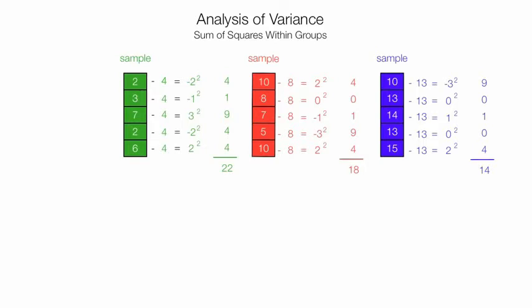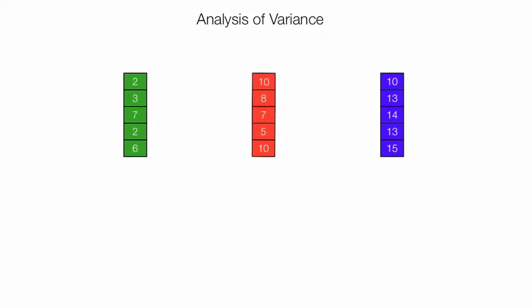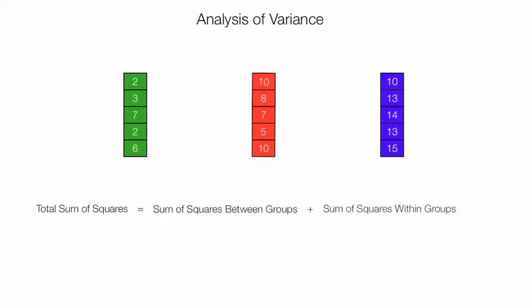The sum of squares within groups is equal to the sum of squares of each of the individual groups. So I take 22 plus 18 plus 14, and this is equal to 54. In your textbooks, you'll see this as SSW as an abbreviation. So I have one piece of the 3 sums of squares done, which is 54.